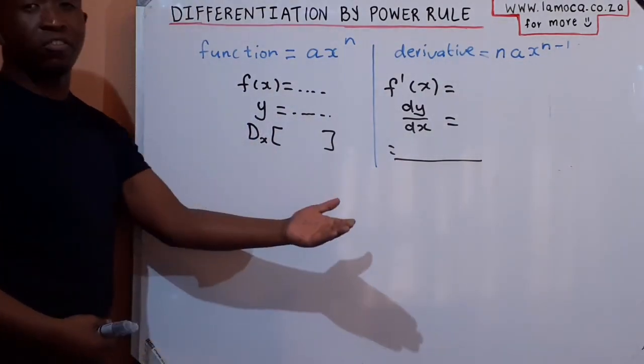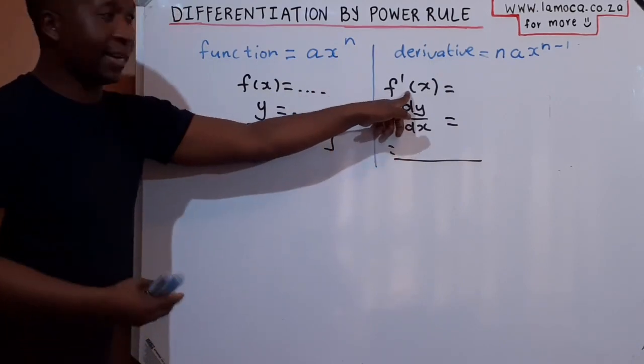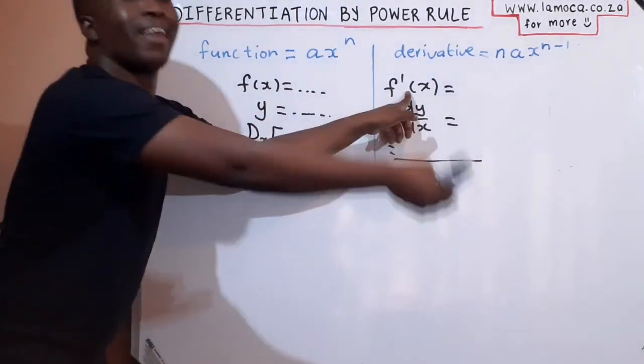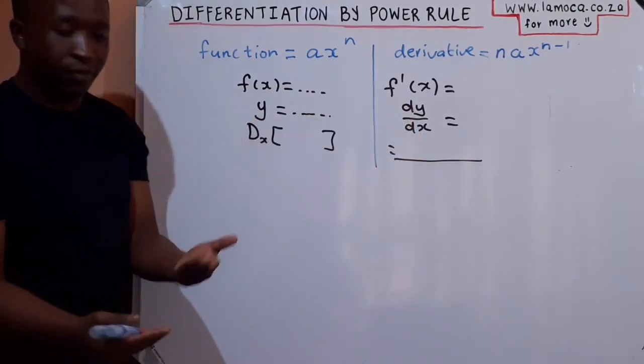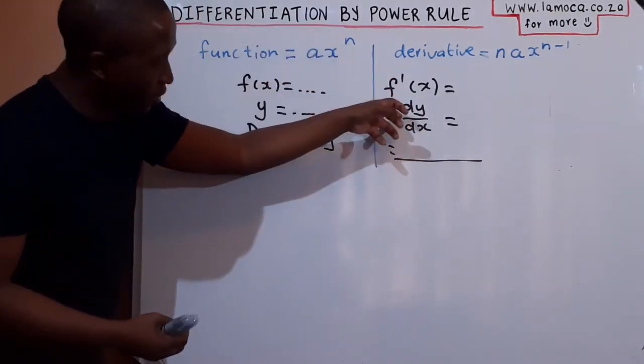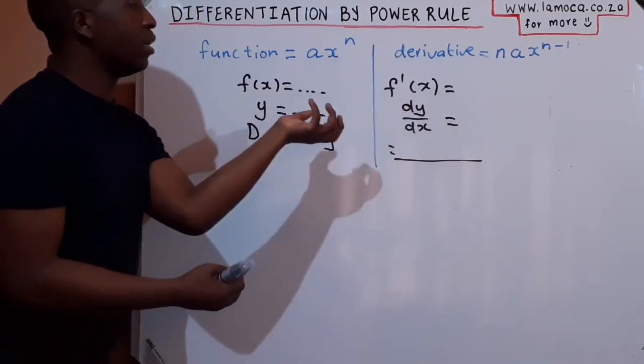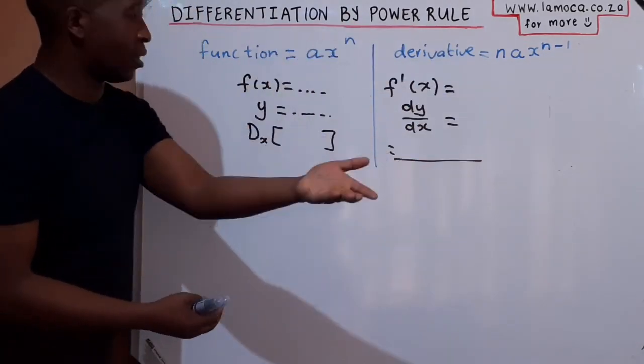So the second derivative means you derive the first time, and then on your derivative, you derive again. So you're deriving twice on the same thing, right? Or the third derivative will mean take your function, derive it the first time, derive it again, and then derive it for a third time. That will be the third derivative.